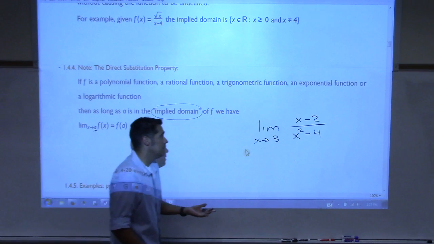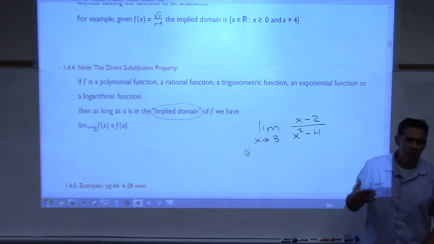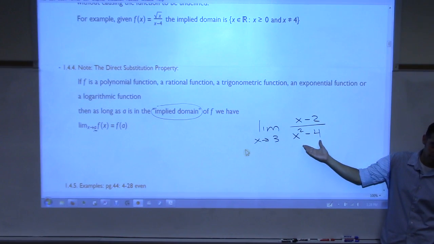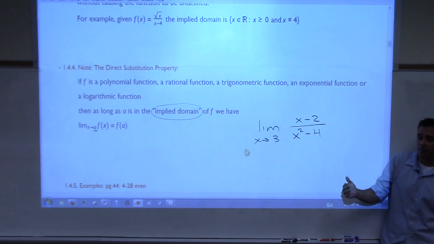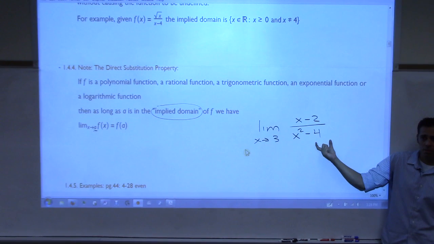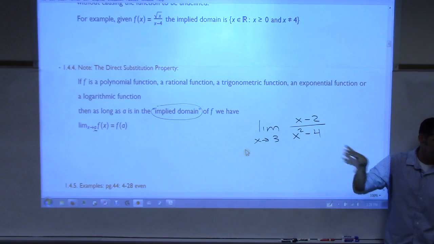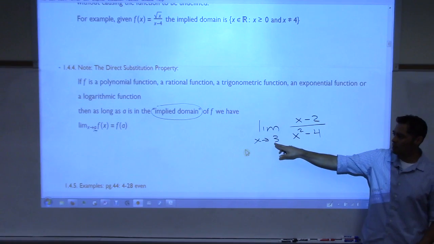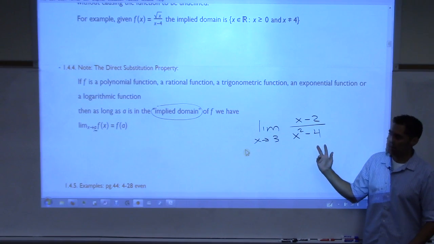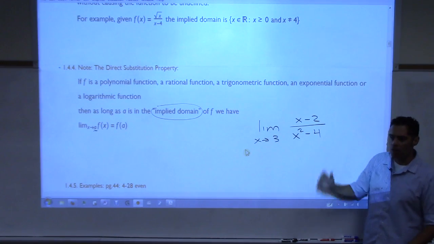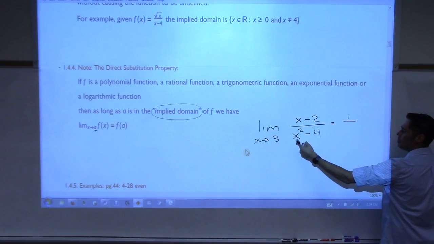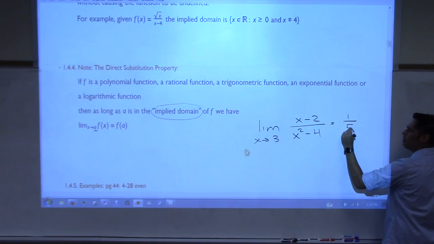By implied domain, we mean what numbers can you plug into this? Maybe we should look at what you can't plug in. You can't plug in 2 and you can't plug in negative 2. Agreed? If you factor the bottom, x plus 2 times x minus 2, that means that 2 and negative 2 can't be plugged into this. But we're going to 3. This should be able to handle everything else except 2 and negative 2. So if this is headed towards 3, I should just be able to plug in 3 and I'll be done. So let me try it. 3 into here, we get 3 minus 2, which is 1. 3 squared is 9, minus 4 is 5, so 1/5.